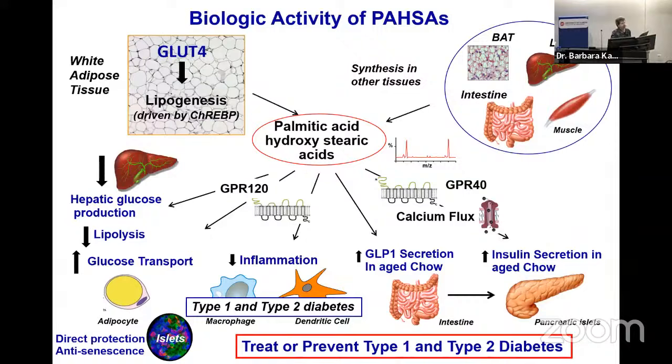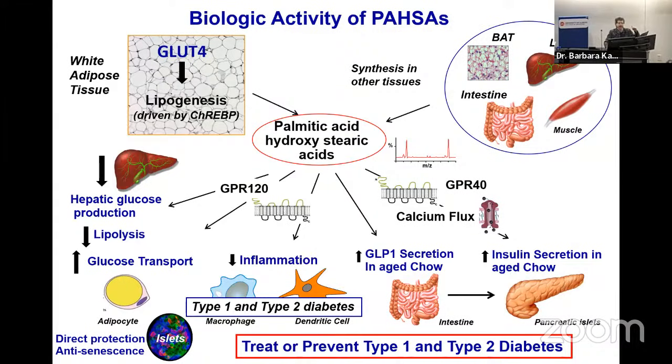Yeah, Dr. Kahn, thank you so much for this wonderful talk and very exciting data. So you mentioned these FAHFAs, there are different types, different isomers in different tissues. So I'm just wondering, are there particular isomers, particular types in certain tissues that are very highly correlated with this insulin sensitization, so can be used as a potential biomarker?